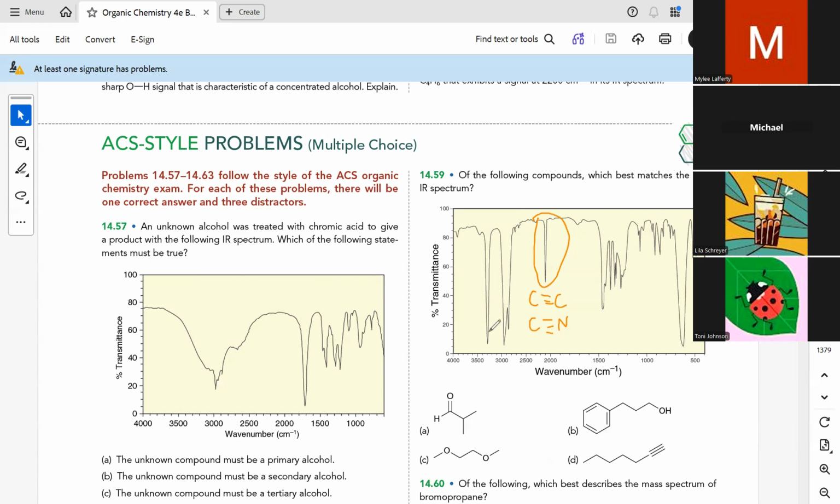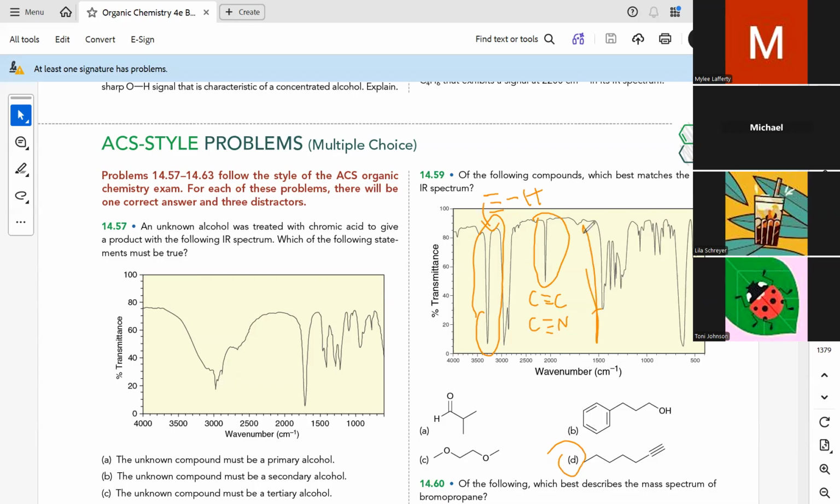We have a signal at 3300. This is very pronounced. This is a terminal alkyne CH stretch here at 3300. So all signs are pointing to answer choice D as our only possible answer.